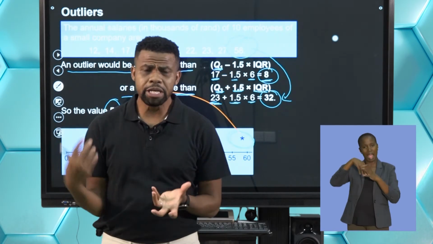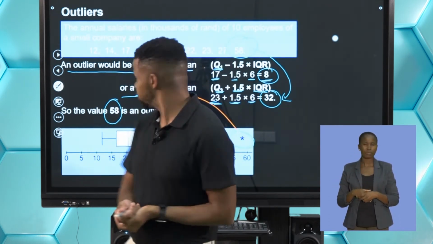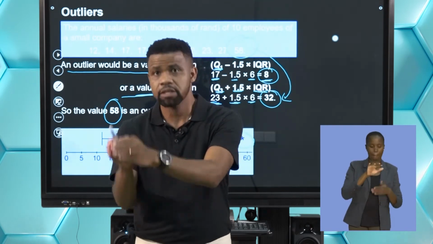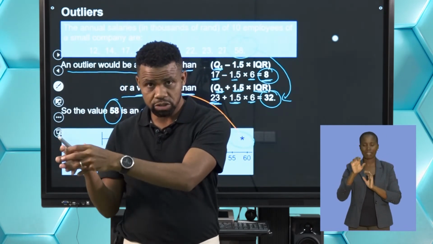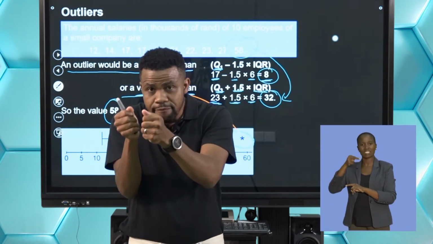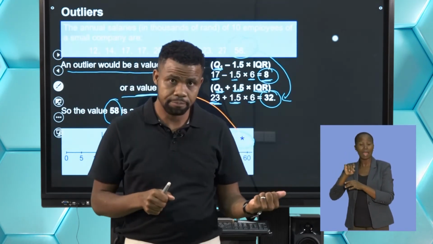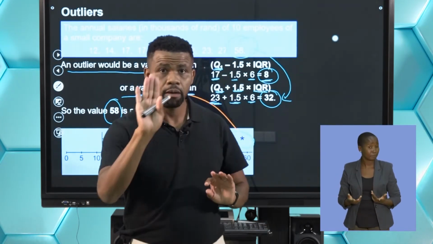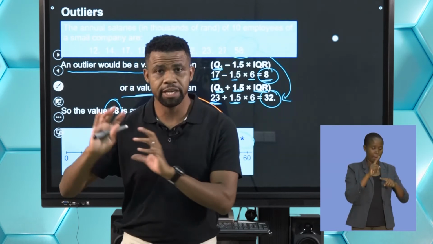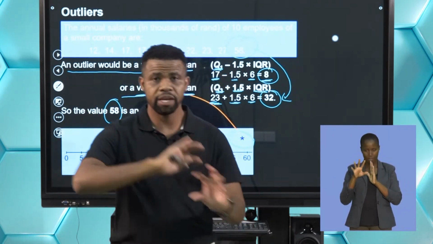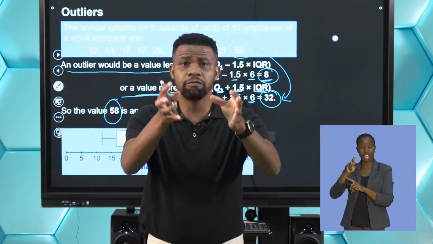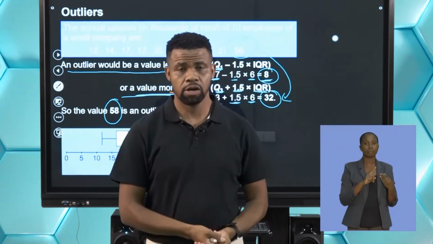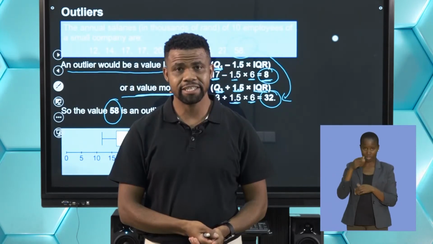So what we're using to find an outlier is just Q1 minus 1.5 times the interquartile range. If any value is less than that, it's an outlier. A value larger than Q3 plus 1.5 times the interquartile range will also be an outlier. So you just have to find the quartiles to determine an outlier from your data set.